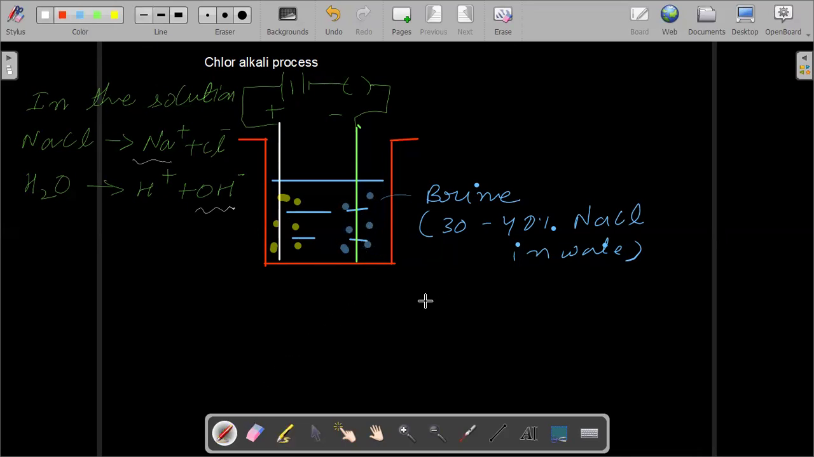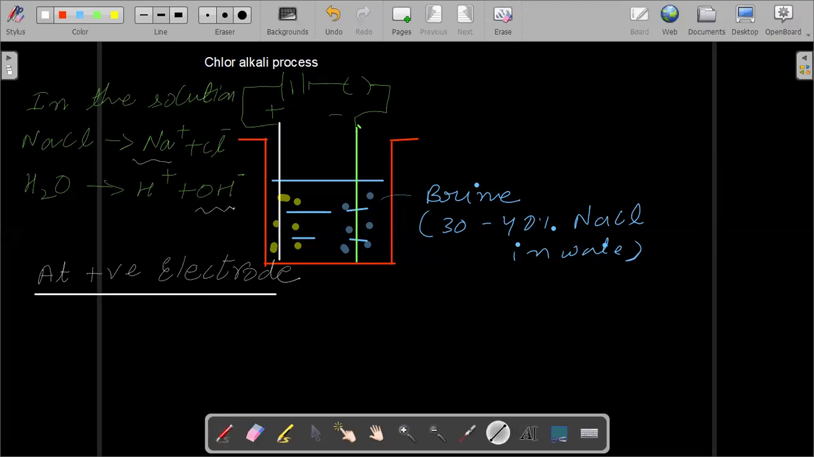Now our discussion moves towards the 2 electrodes. We are discussing now the positive electrode. So what happens at the positive electrode? Which ion will be moving towards the positive electrode? Sir, OH minus. OH minus ion?